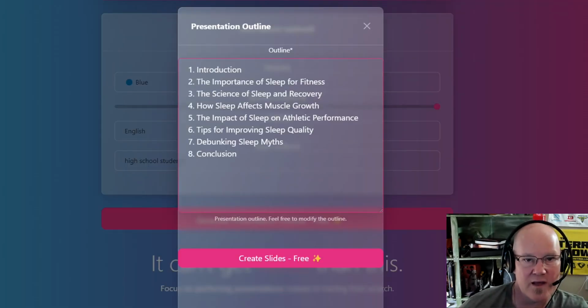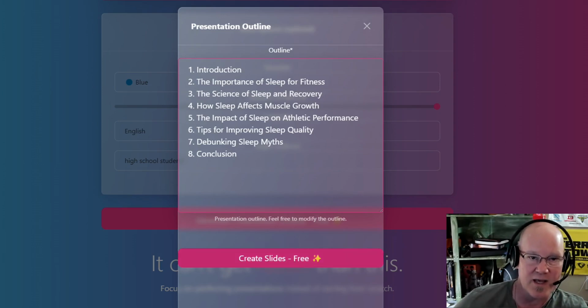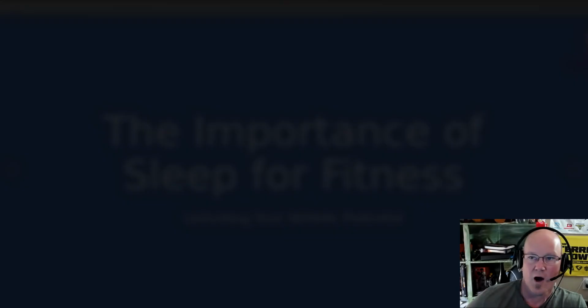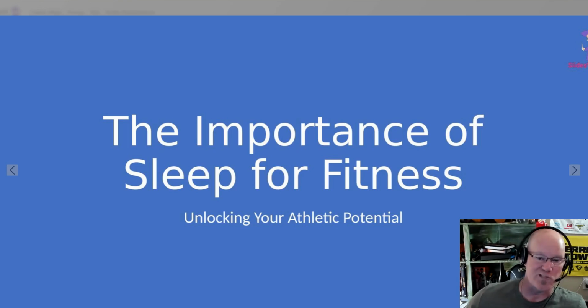So it creates the outline: the introduction, the importance of sleep for fitness, the science of sleep and recovery, how sleep affects muscle growth, impact of sleep on athletic performance, tips on improving sleep quality, debunking sleep myths, and conclusion. I'd say all that's pretty darn good. What do you think? Let's click now. Now that it's got the outline, now we can create the slides. All right, so it took about 30 seconds. And now we have a PowerPoint presentation.